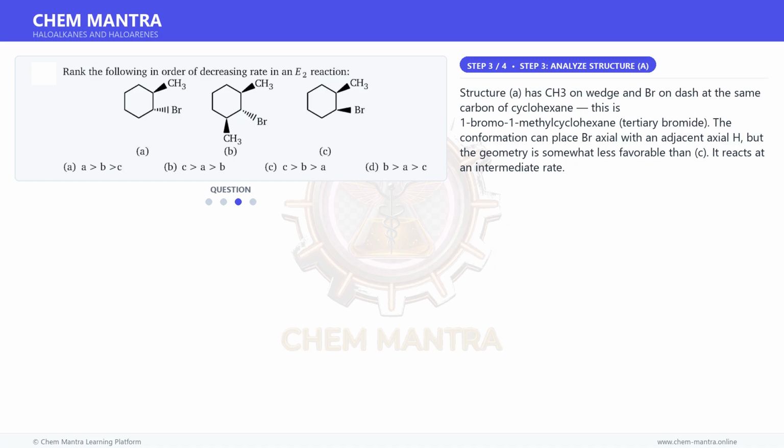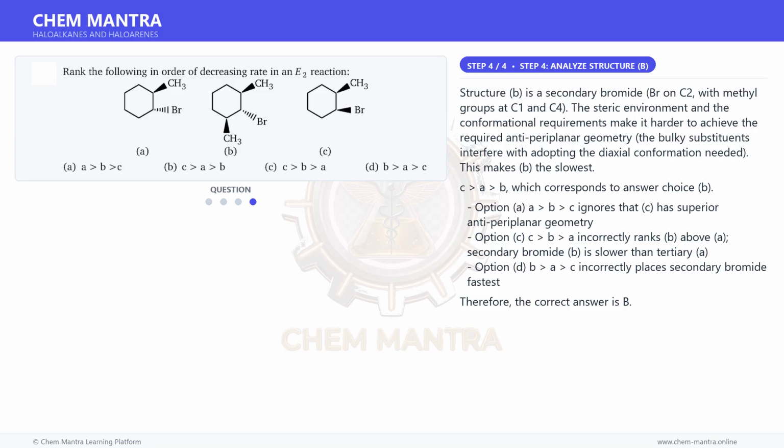Moving on to the next step. Structure A has CH3 on wedge and Br on dash at the same carbon of cyclohexane. This is 1-bromo-1-methylcyclohexane, tertiary bromide. The conformation can place Br axial with an adjacent axial H, but the geometry is somewhat less favorable than C. It reacts at an intermediate rate.